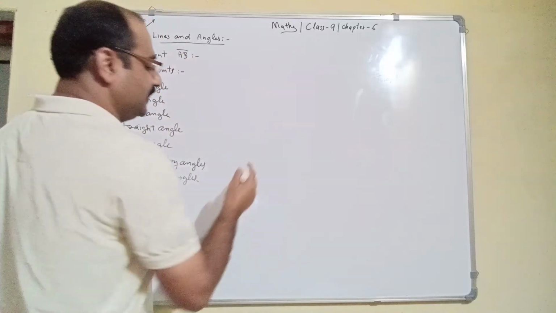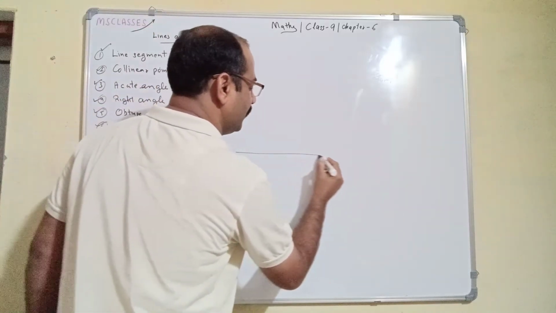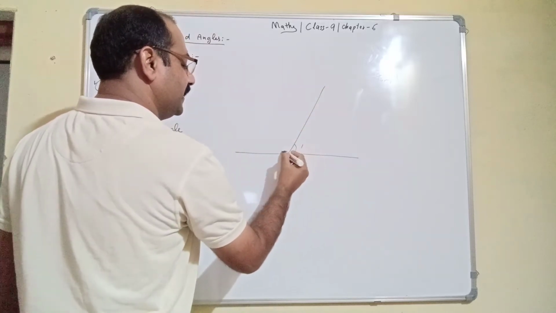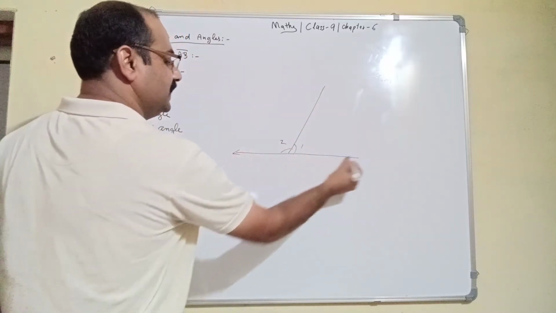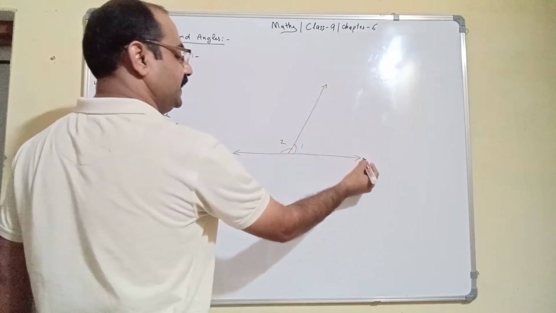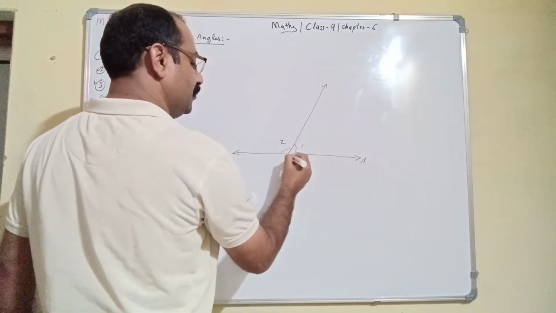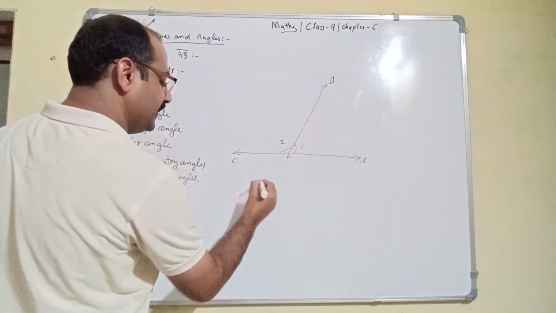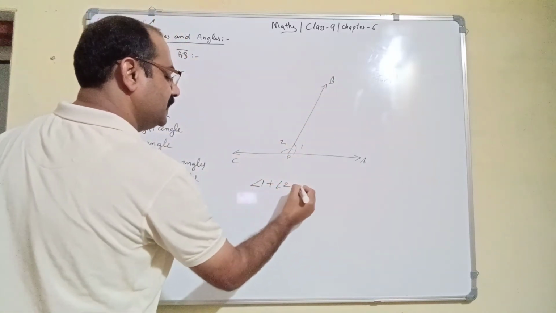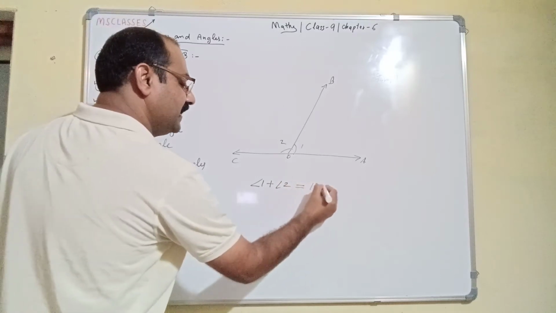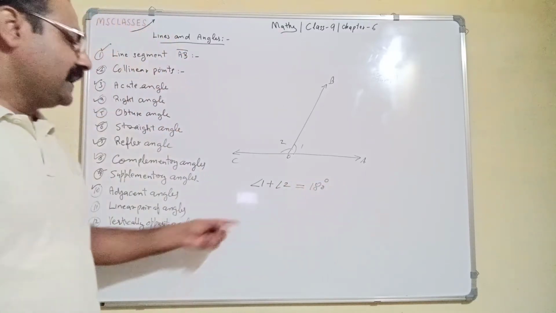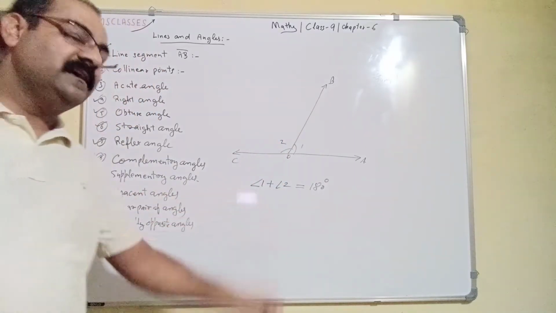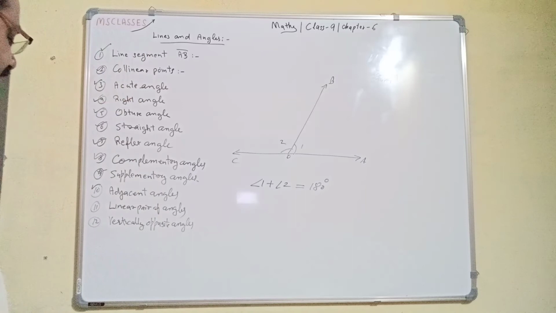Then linear pair of angles. Linear pair of angles means when the sum of two angles, angle 1 and angle 2, is equal to 180, OAB, BOC. When the sum of two angles, angle 1 plus angle 2, is equal to 180, then these are a linear pair of angles.